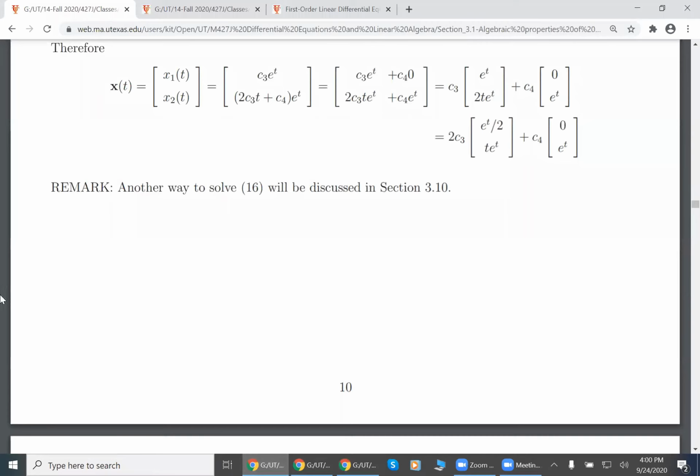In other words, not only do I expect you to know how to solve a system, but in addition, I expect you to know how to analyze this formula. Okay, next.